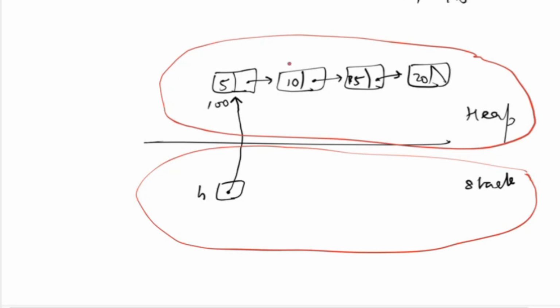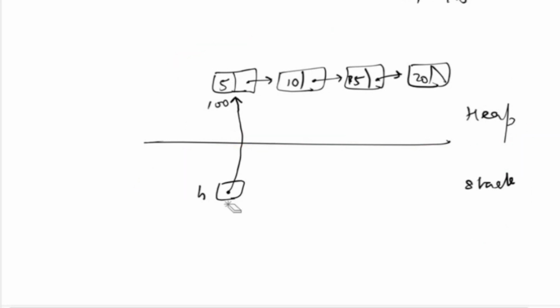Now, all the manipulations that we have to do, we have to do through this head pointer only, because we do not have the address of the second node, the third node, fourth node, fifth node. We don't have the address of any other node. We only have the address of the very first node of the list. So if you want to print the second node, then we have to go to the second node via the first node and then print it.